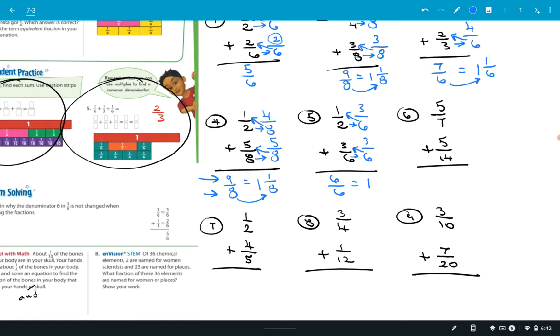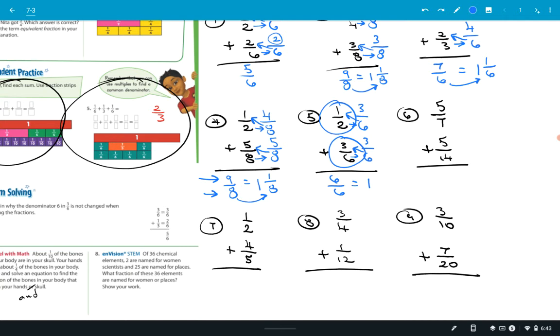If I had 17 over 17, that would be 1. If I had 20 over 20, that would be 1. If I had 0.3 over 0.3, that would be 1. Some of you may have recognized, I'm looking at number 5 here for a moment, that 3 over 6 is the same as 1/2. Just like 5 over 10 is the same as 1/2. And so you could have asked yourself, well, what's 1/2 plus 1/2? Well, a half plus a half is 1.